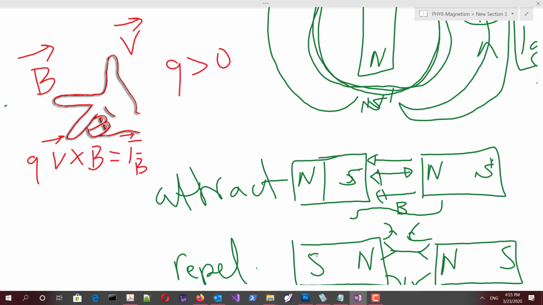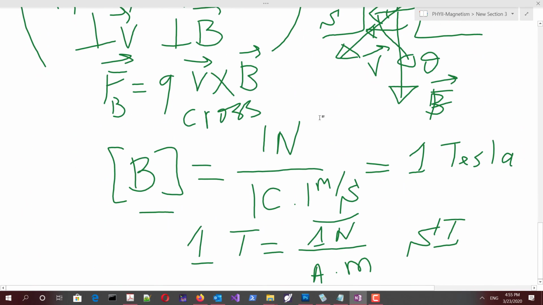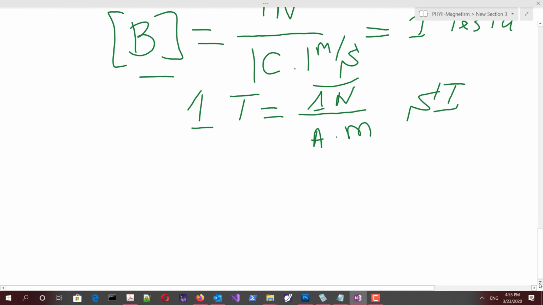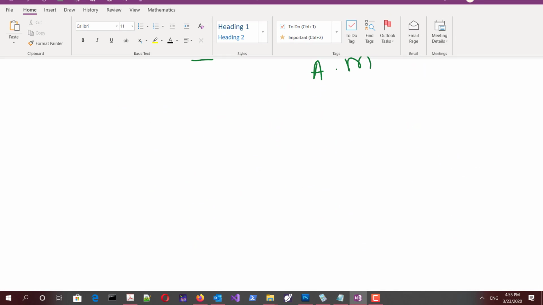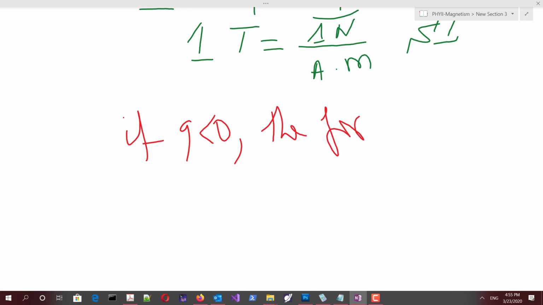Now, if q is negative, which is a possibility, and actually a very plausible one, because that's what we deal with day in, day out, since we're going to be dealing with electrons. So if q is negative, I need you to remember that when q is less than 0, we're talking about the magnetic force in here.